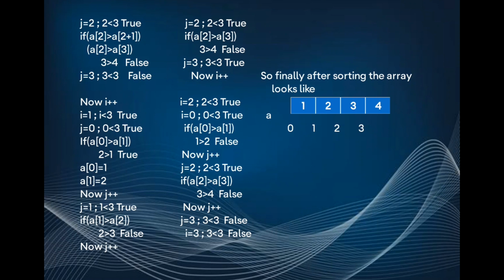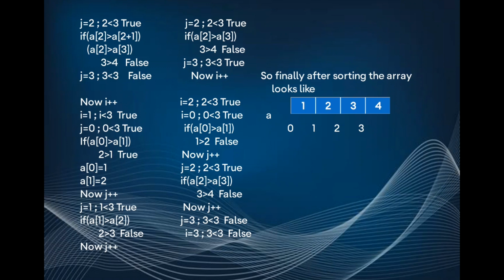So j is equal to 1. So 1 is less than 3, it is true. Then again we are going to apply the condition, and 2 is greater than 3, it is false. Now we are going to increment the j value. So after incrementing, j will become 2. So 2 is less than 3, it is true. Again we are going to check for the condition where 3 is greater than 4, it is false. So now we are again incrementing the j value. So j will become 3 right now, and 3 is less than 3, it is false.